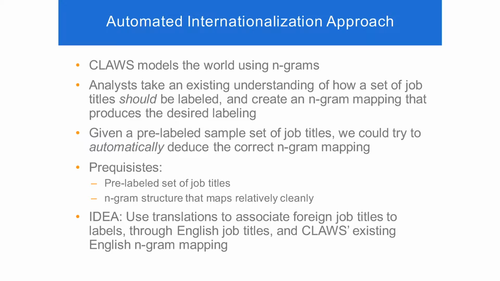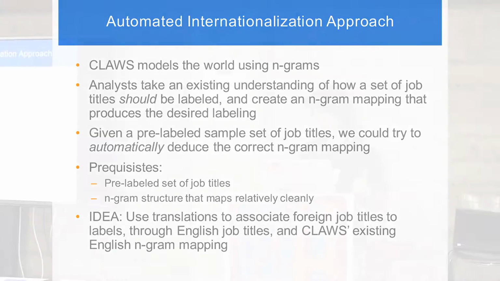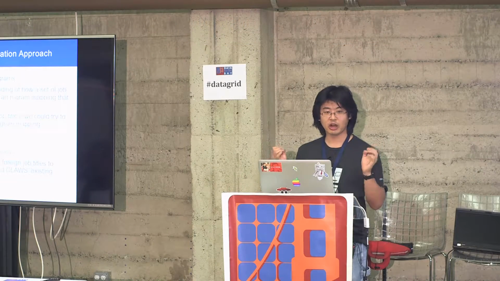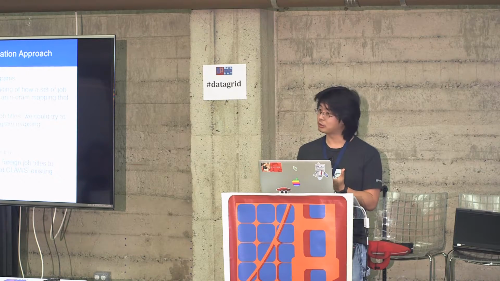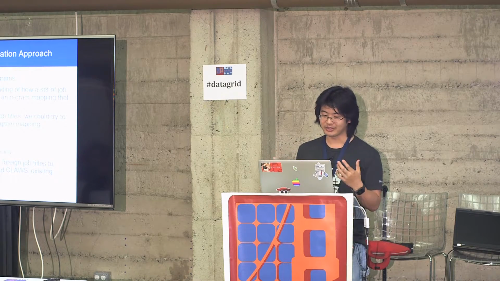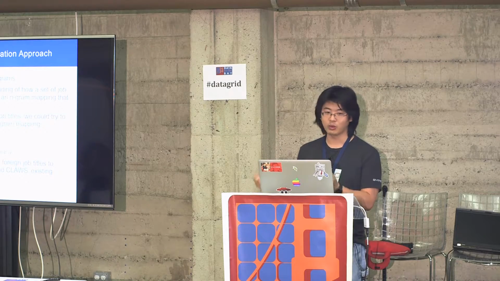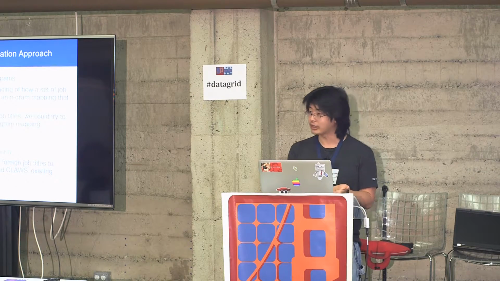So to review, Clause models the world using n-grams. And we can think of the process that the data analysts use to map those n-grams as follows: the data analysts already know what their desired labeling on the universe of job titles is, right? So given a job title, they know, hey, this looks like a correct labeling for that job title. If we already had a desired labeling of job titles, we might be able to come up with an automated way to deduce the n-grams the analysts produce. The hard human part of this is knowing that base step of what labels belong on any particular job title.